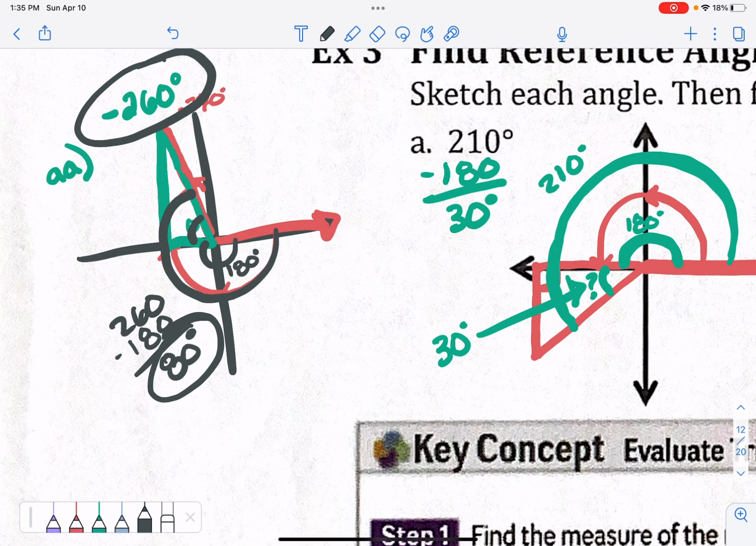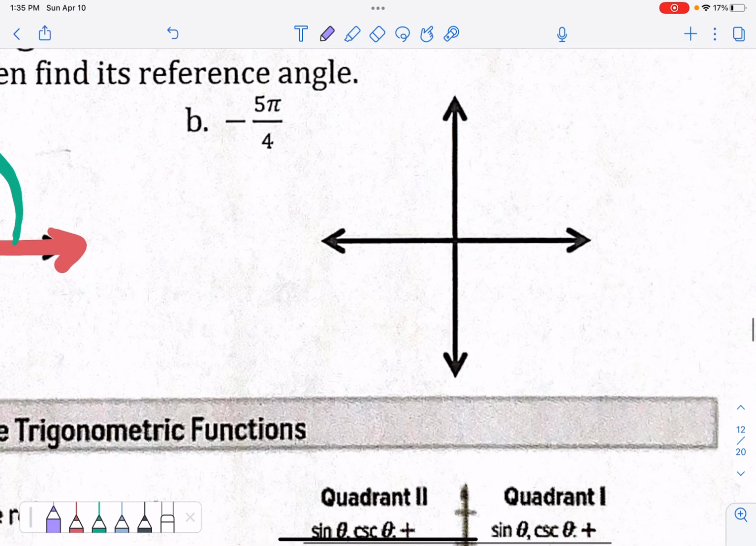But your reference angle will never be negative. It will always be a positive angle, and 80 degrees. So when we're doing a reference angle, we're just looking for that angle that's close to the origin, right? Like how wide is that angle, okay? All right, let's go to B now.